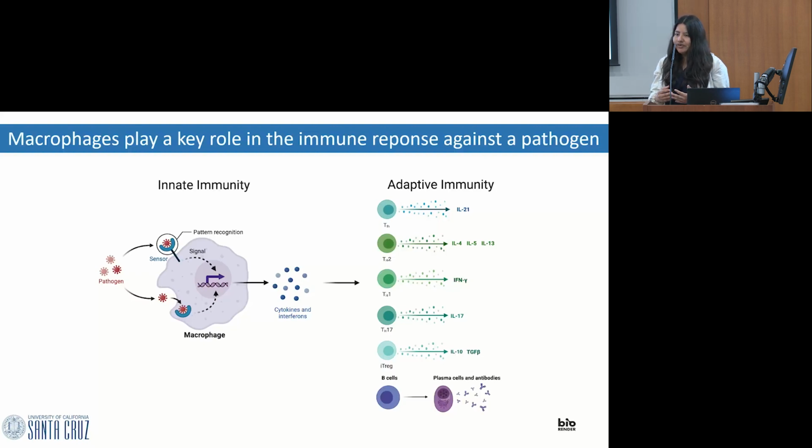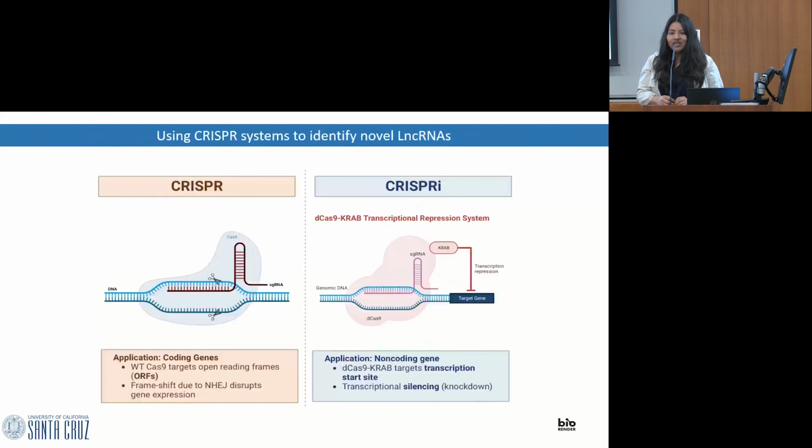Because macrophages play a critical role in this immune response, we're interested in what controls their cell survival to understand more about the immune response. Now you can do one gene at a time or multiple genes, and we take advantage of CRISPR technologies. It allows us to do a whole genome approach, and that's what we do in our lab.